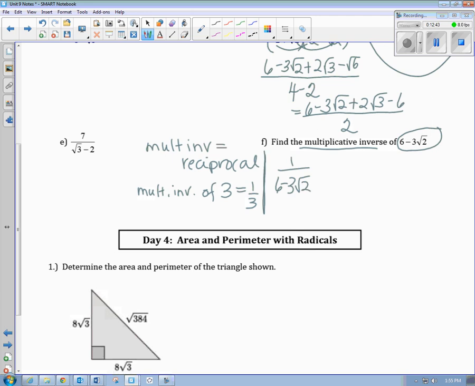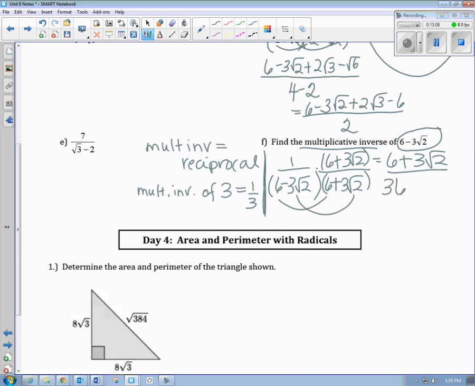And then based on what you know, you cannot leave a radical in the denominator. I have a binomial denominator, so I'm going to have to multiply by its conjugate. On the top, I will end up with 6 plus 3 radical 2. On the bottom, first times first, last times last, which is minus 9 times 2. So this gives me 6 plus 3 radical 2 on the top, and 36 minus 18 on the bottom.